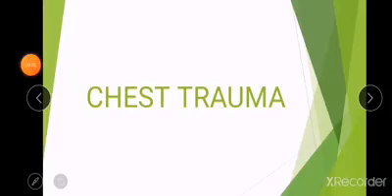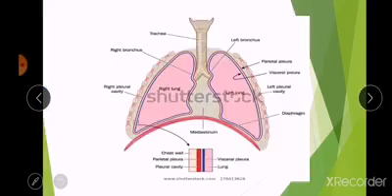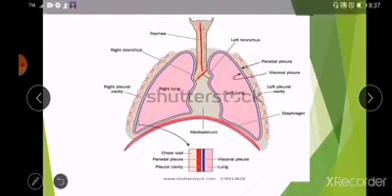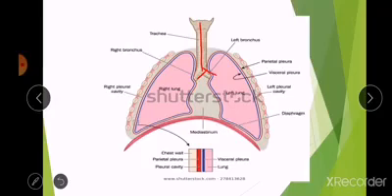Let's talk about your chest trauma or your chest injuries. To understand it, we need to discuss the anatomy of the chest. So we have here your trachea, and there are two divisions, your right bronchus and your left bronchus. And we have here your thoracic cage composed of your 12 ribs. The function of this is to maintain or stabilize the negative pressure inside.